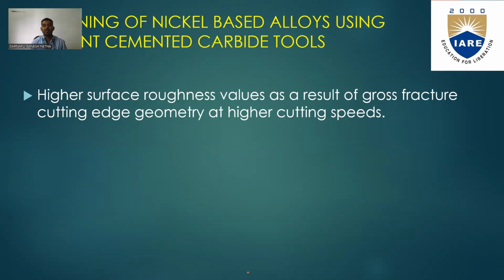Higher roughness values are a result of gross fracture and cutting edge damage. If the workpiece has a higher surface roughness value, it results in the tool possibly getting fractured or forming built-up edges, when the tool is at higher speed and the workpiece has higher surface roughness.